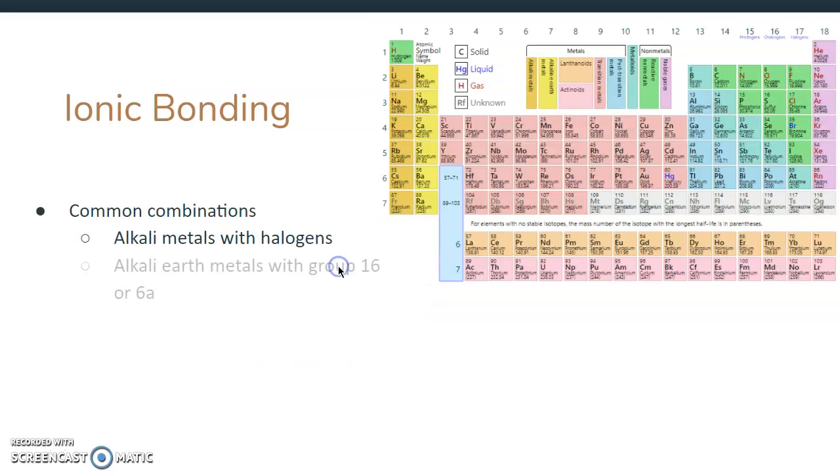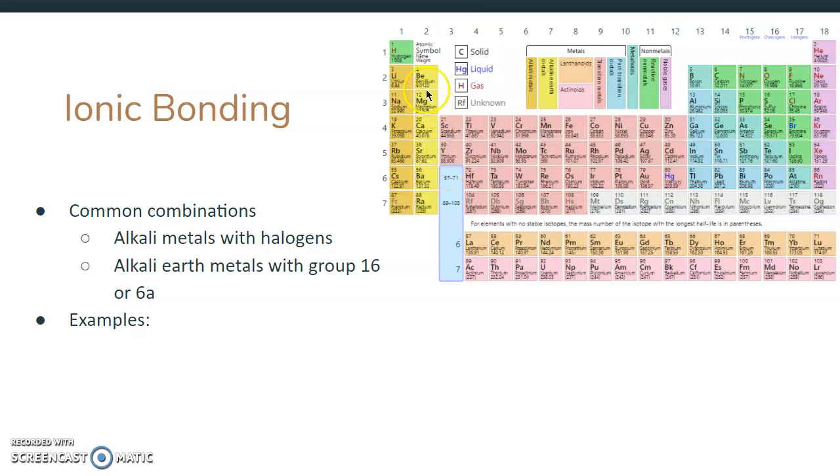Some common combinations are, when we talked about our periodic table, our alkali metals with our halogens. We just showed Na and Cl. Any one of our alkali metals will very often bond to one of our halogens, because we have 1 valence electron and 7. 1 plus 7 makes 8.